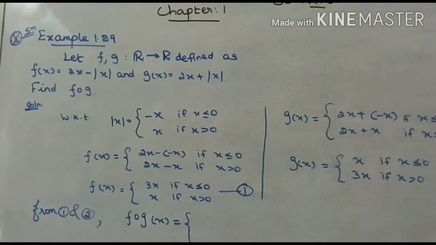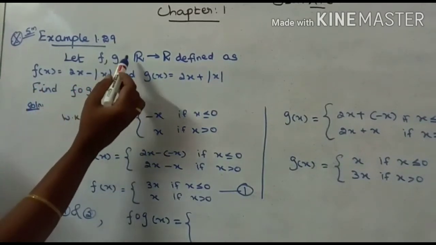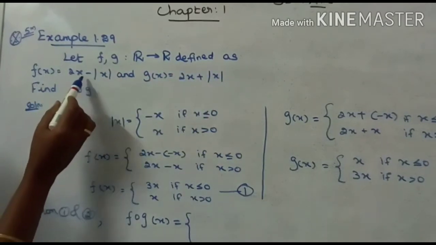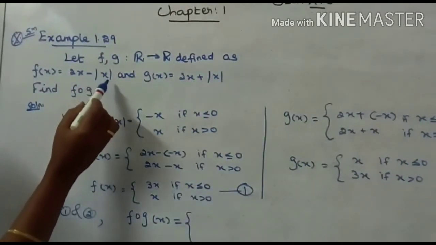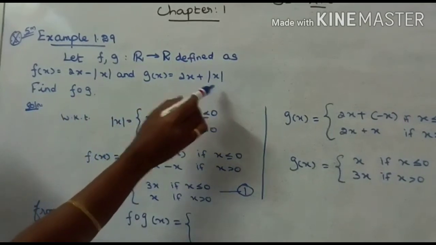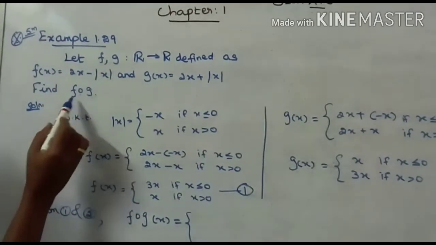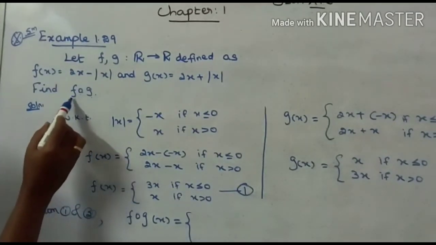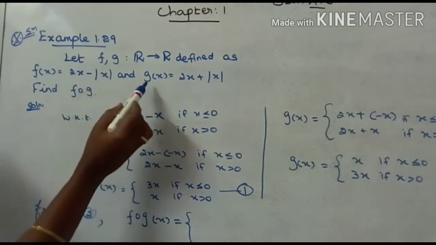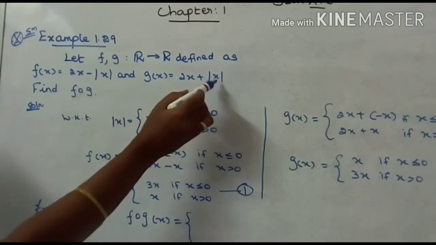Next question, example 1.29. This is a very important 5-mark question. Okay, listen carefully. Let f, g be two functions from R to R defined as f of x equal to 2x minus modulus of x and g of x equal to 2x plus modulus of x. Find g composite with f. The f of x is 2x minus modulus of x and g of x is 2x plus modulus of x.